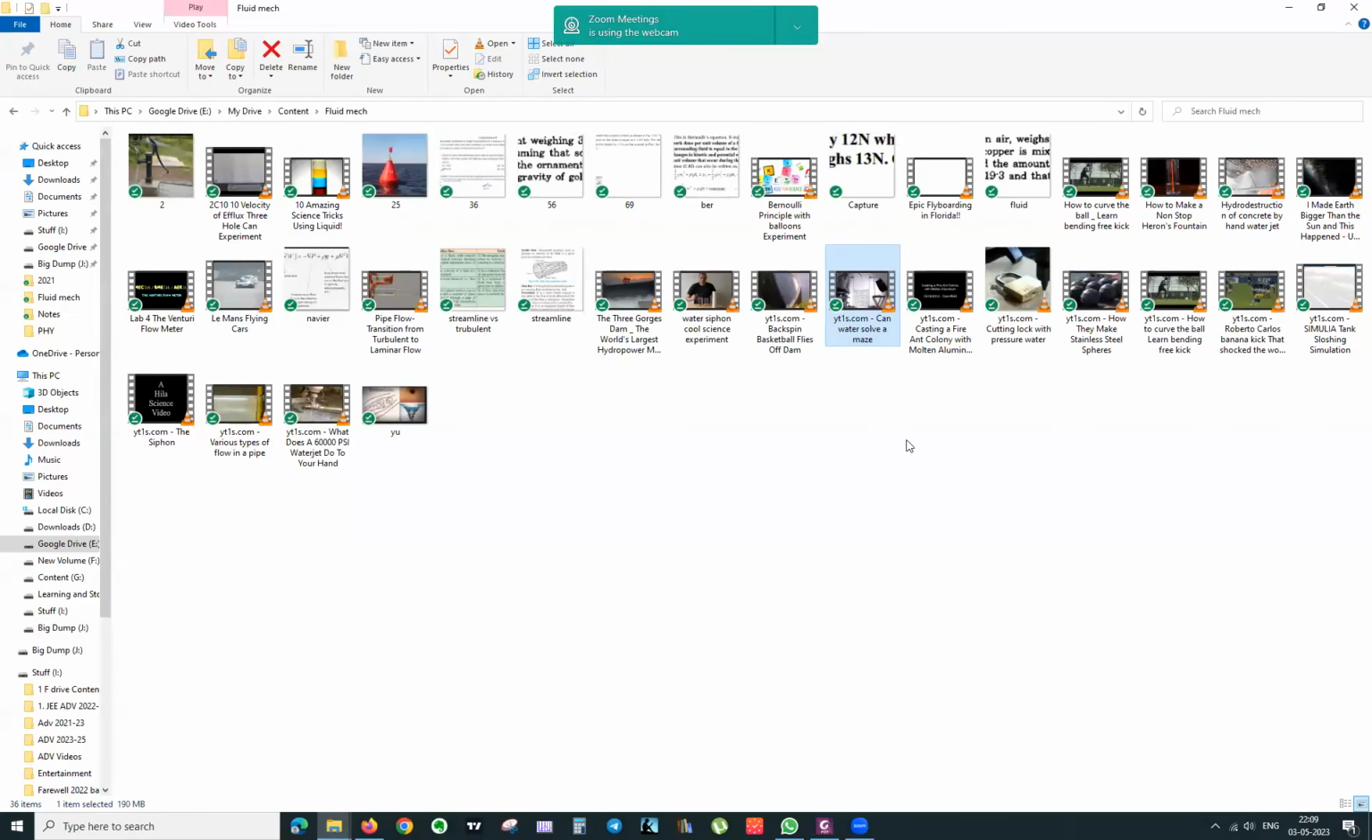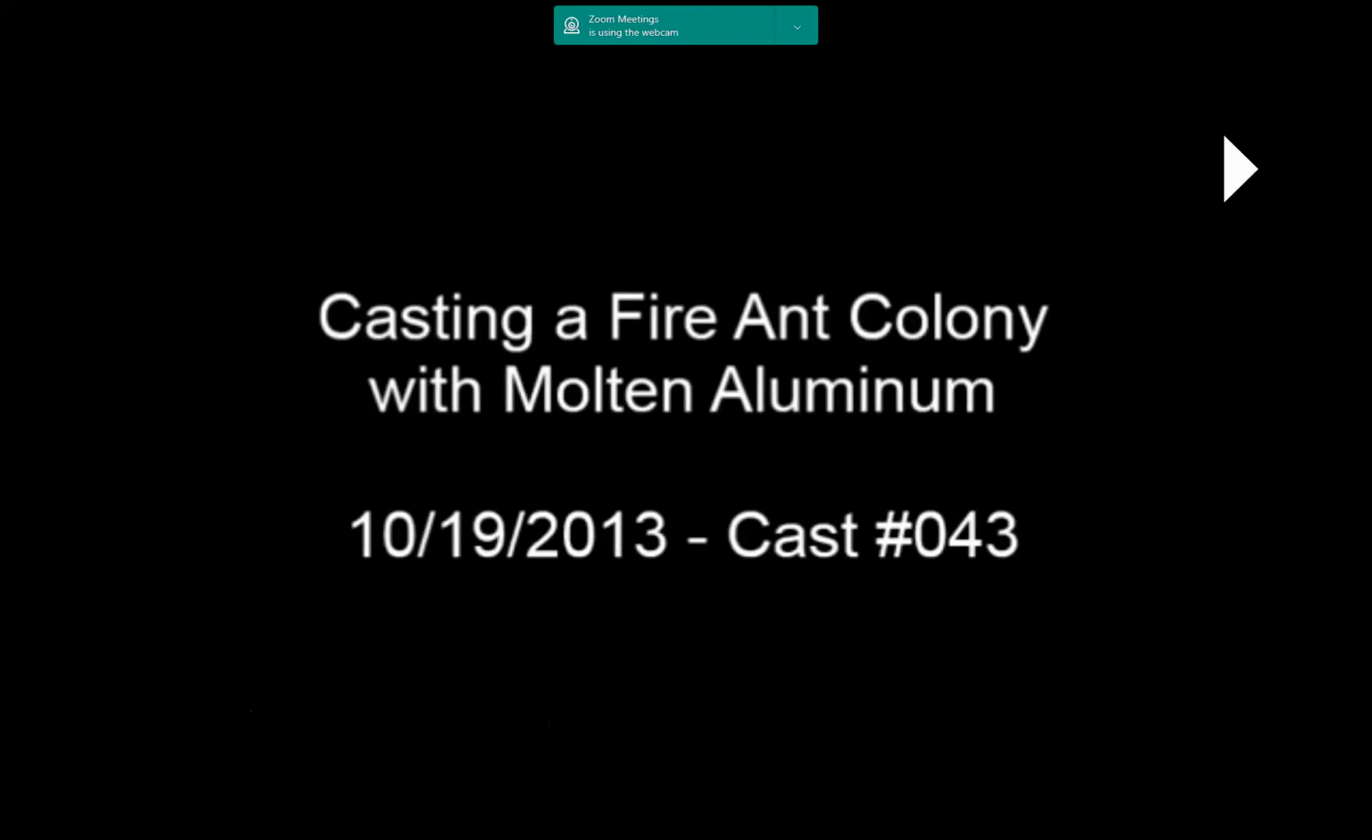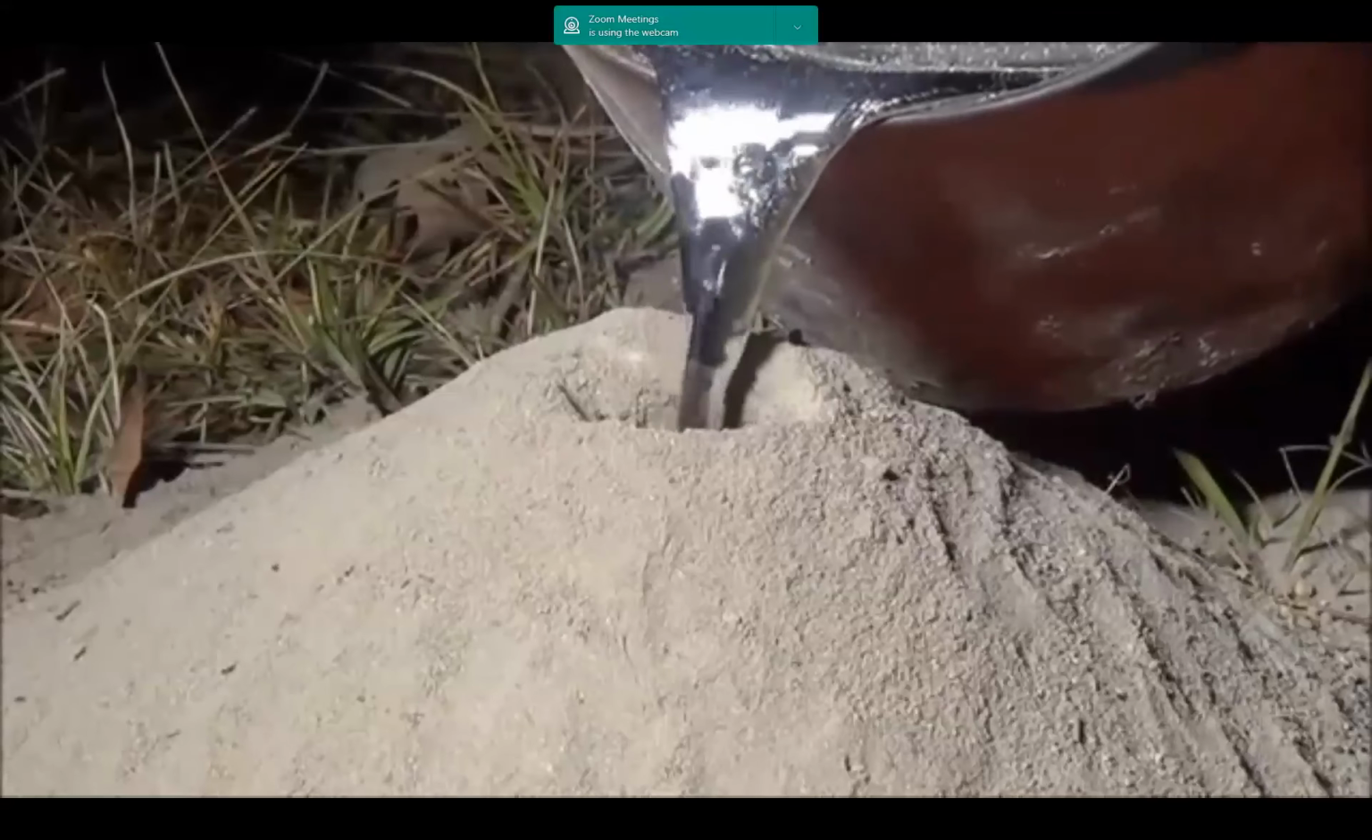How does an ant colony look? You must have seen an ant nest on the ground, right? Everyone thinks an ant nest must be like a hill or something. So what this guy did, and it's a cruel thing, but for the greater good of science, he took molten aluminium and poured it into an ant nest.